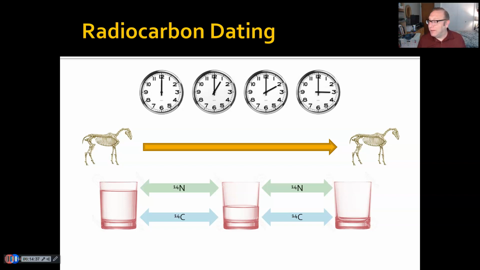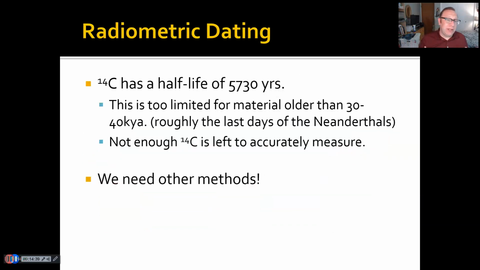And we count it in half-lives. Now, C14 only has a half-life of 5,730 years. He said 6,000. It's roughly 6,000. It's exactly 5,730. If something's much older than 30 to 40,000 years, you start running into fairly significant margins of error. But that gets us to the last days of the Neanderthals and the first days of the Homo sapiens in Europe. So it's still extremely useful for studying the past.